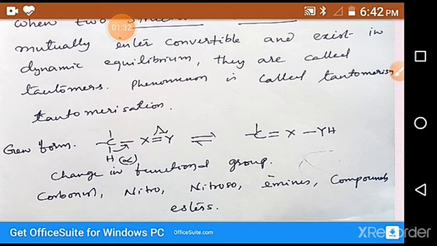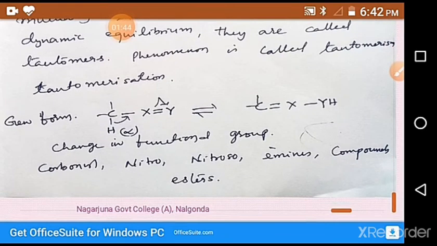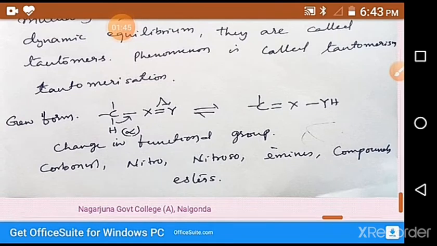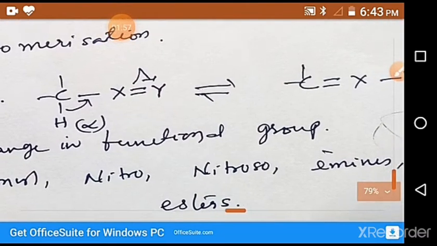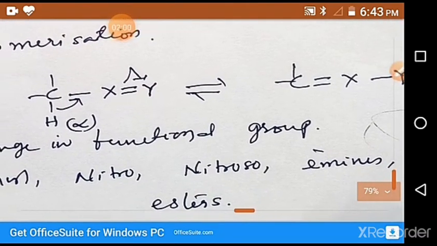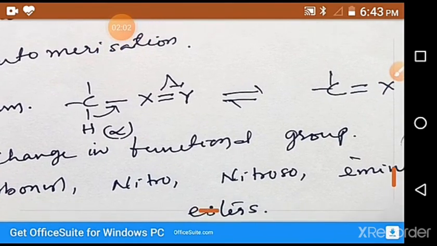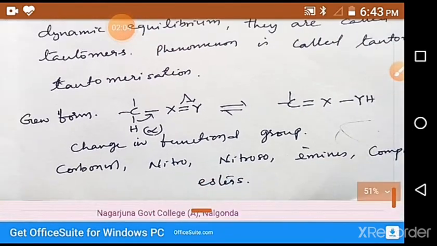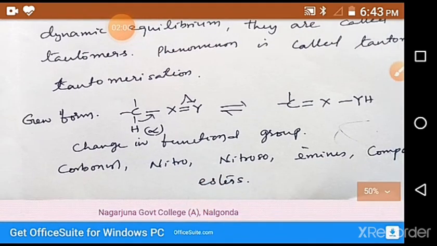The isomers formed are called tautomers. So tautomerism is a dynamic phenomenon. Tautomerization means the conversion of one tautomer into the other tautomer. In this tautomerization, a change in functional group is taking place. So let us take one example.